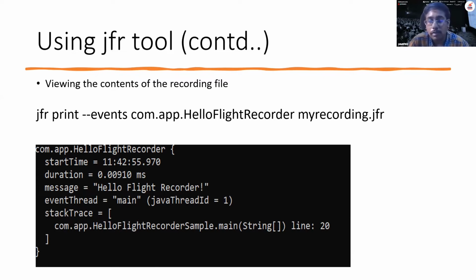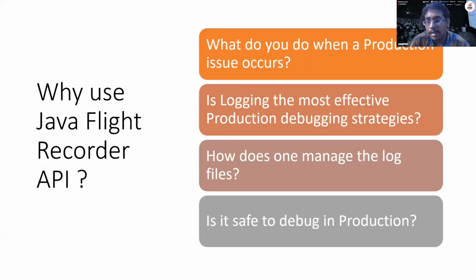So this is a simple example of how to get started with the Java Flight Recorder and the JFR tool. That is a small introduction. Now coming to a more complex example, but before that, let's try to understand why we should actually use the Java Flight Recorder API. What is the reason?